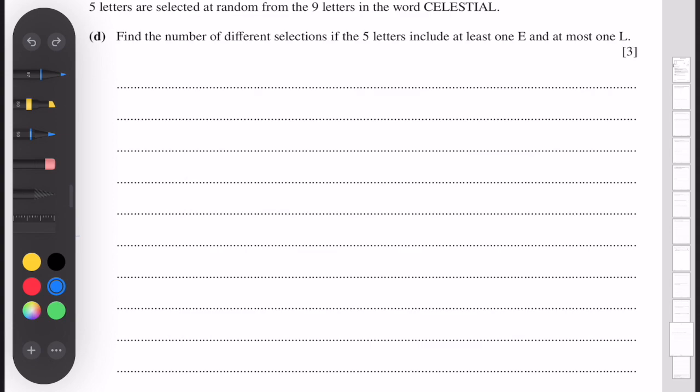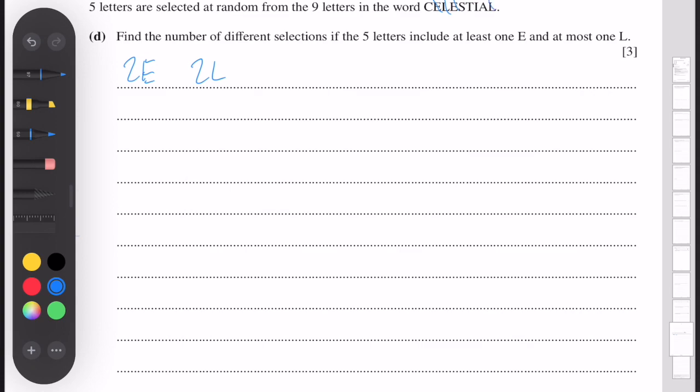So the way I like to approach this question is to first note down how many E's there are and how many L's there are. So in this question we have 2 E's and we have 2 L's. So 2E, 2L. And I like to just cross them out from the word to make it simpler.